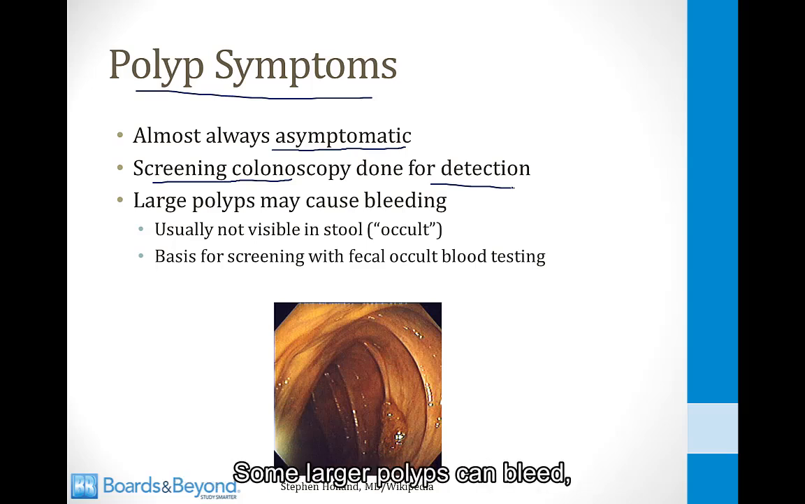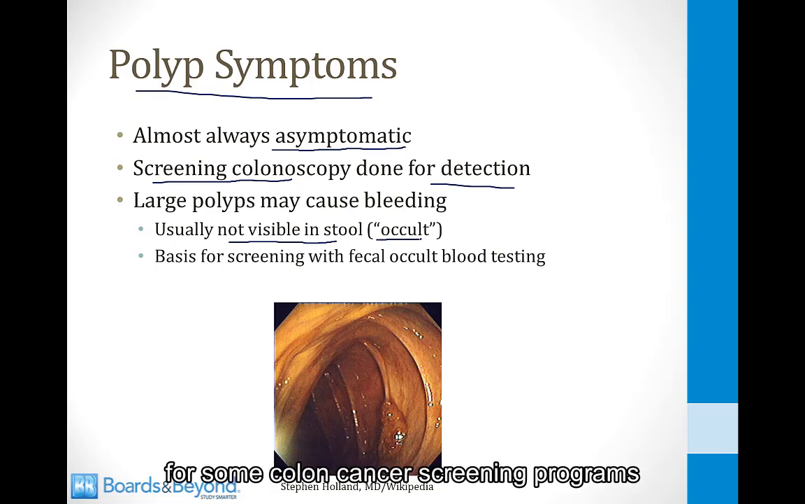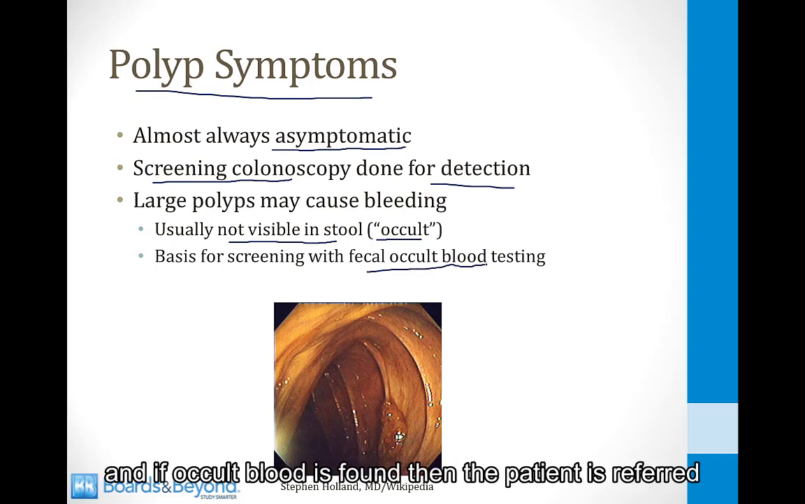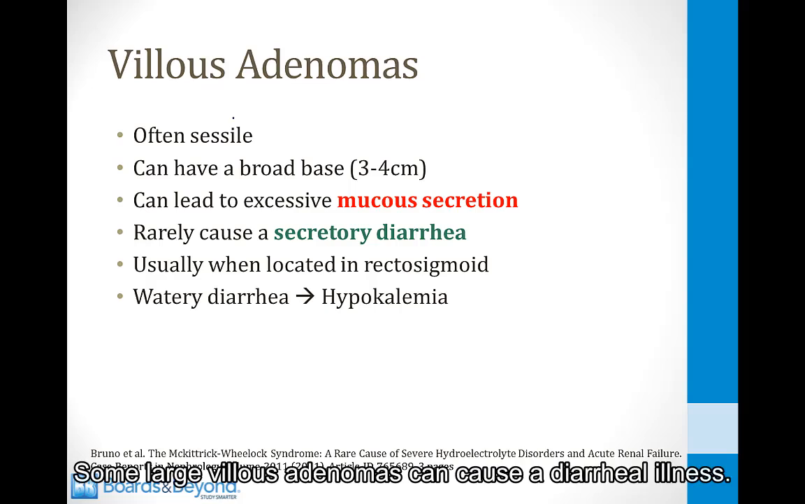Some larger polyps can bleed. It's usually a very small amount of blood that is not visible in the stool. It's called occult bleeding. And this is the basis for some colon cancer screening programs where the stool is tested for the presence of occult blood, and if occult blood is found, then the patient is referred for a colonoscopy. Some large villus adenomas can cause a diarrheal illness.